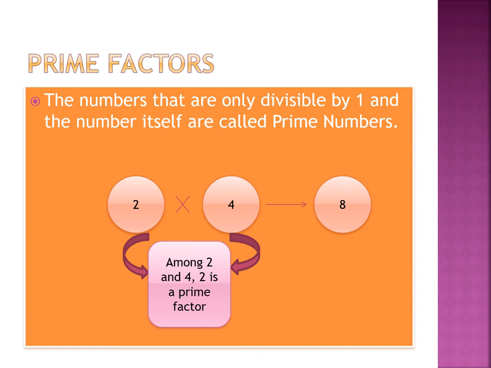Now what about number 4? Is it a prime number? No, because 4 appears in more than 2 tables. So 4 cannot be a prime number. Here only 2 is our prime factor. I think you now have a better and clearer idea about factors and prime factors. Alright students, clear till now?